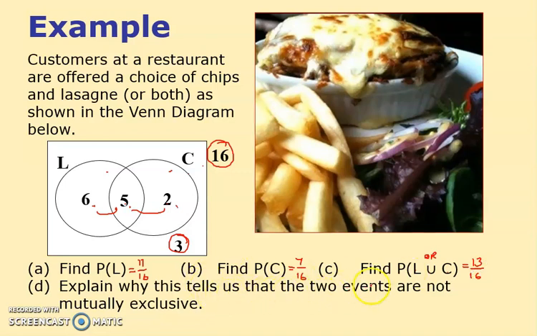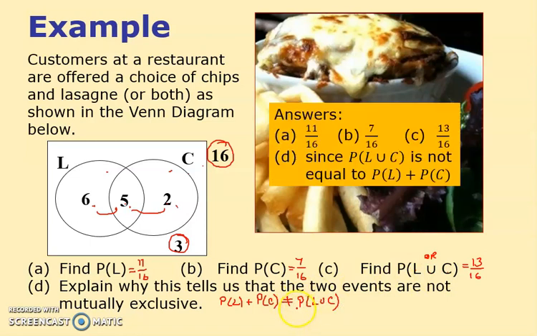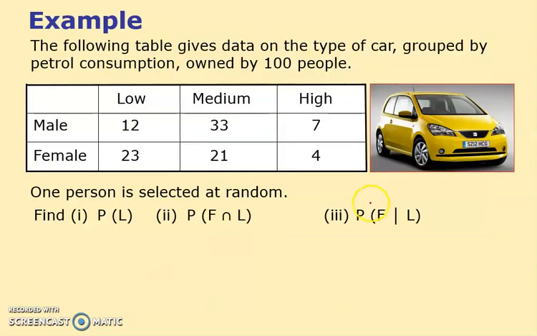Explain why this tells us the two events are not mutually exclusive. But it's the same idea. If I was to take the probability of L and add it to the probability of C, I don't get what I get. Look at that, I'd get 18/16. That's impossible. You can't get probability more than a whole one. It's not equal to the probability of L or C. And that's why. What have I written as an answer? That's exactly what I wrote. You can't get the same answer when you do these two things, so it can't be mutually exclusive.